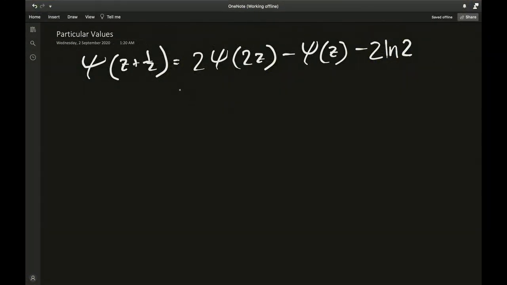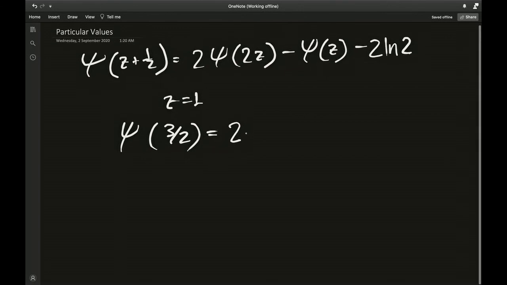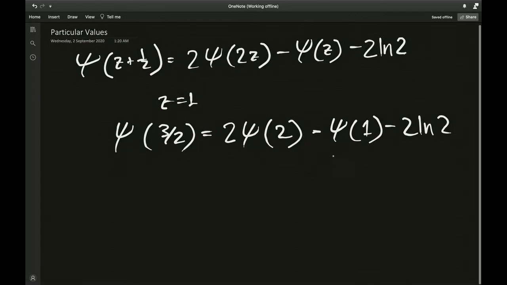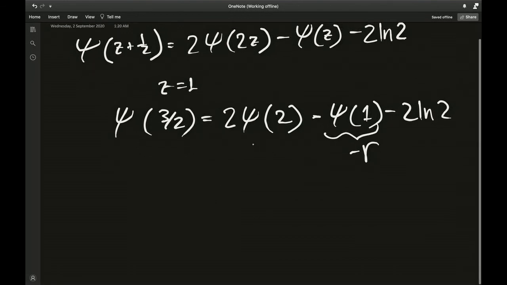Okay, so we know this formula, we just derived that, and now we are choosing z to be 1. So we have 1 plus 1 half, which is digamma of 3 halves, is nothing but 2 times digamma of 2 minus digamma of 1 minus 2 times natural log of 2. We know digamma of 1 is negative Euler-Mascheroni constant, but what is digamma of 2?